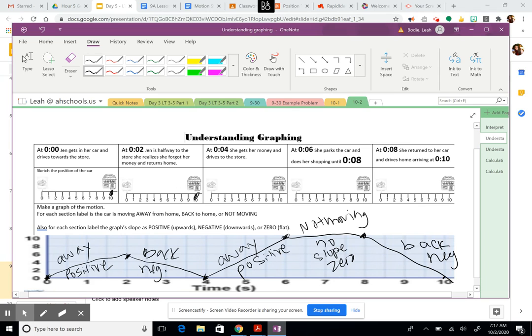All right, so that's going to be it for our lecture today on understanding graphing and slopes and getting some practice with our position and time graphs. So now you can go ahead and work on step 2.